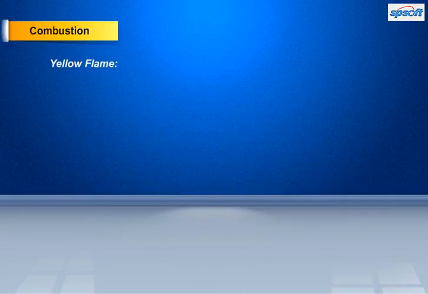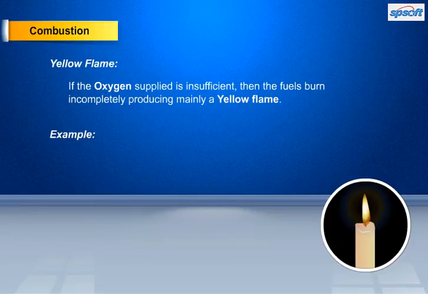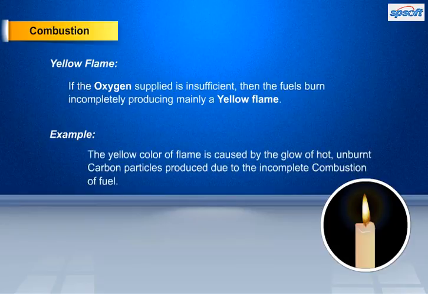Now, let us see about yellow flame. If the oxygen supplied is insufficient, then the fuel burns incompletely, producing mainly a yellow flame. Example, candle flame. The yellow color of flame is caused by the glow of hot, unburnt carbon particles produced due to the incomplete combustion of fuel.